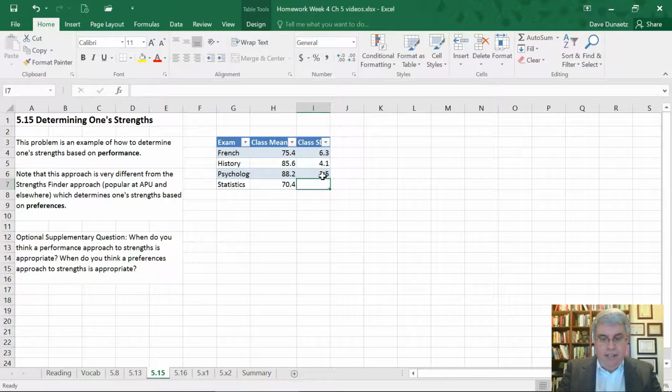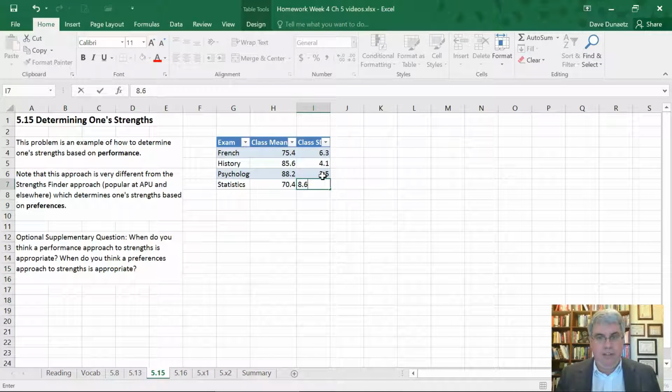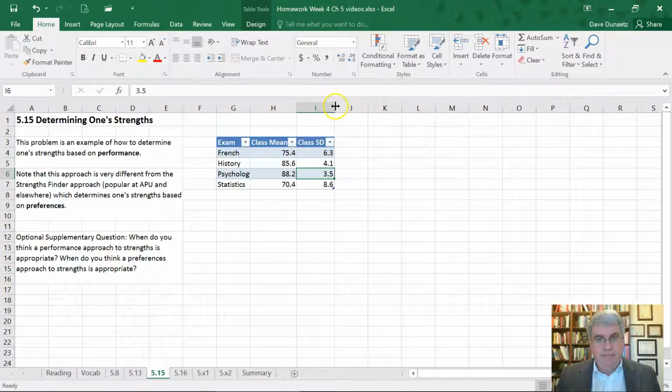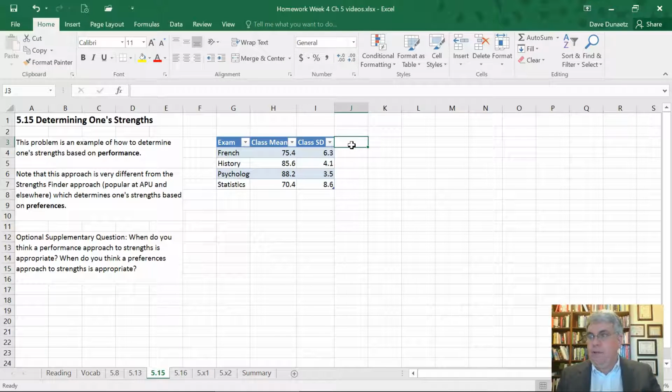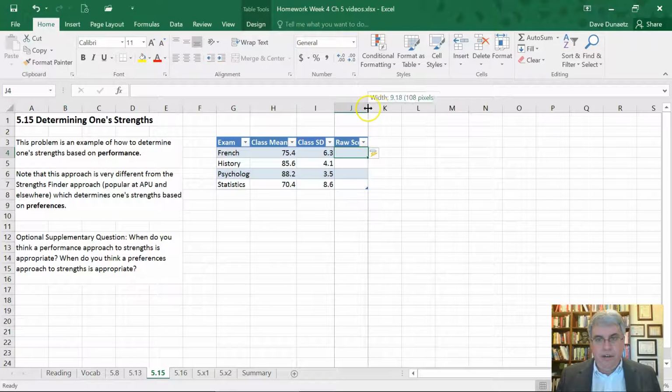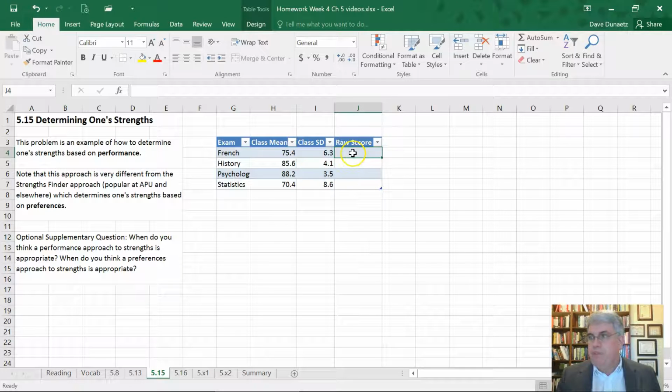And in statistics, 8.6. So they were all over the place in statistics. That had the biggest standard deviation. So now let's look at the student's score. We'll just call this the raw score. That's what the student got on her test.